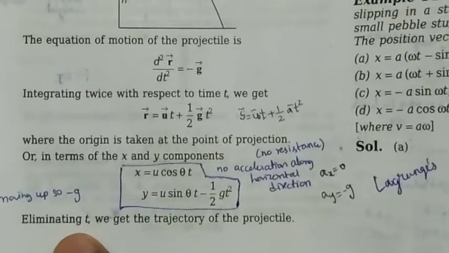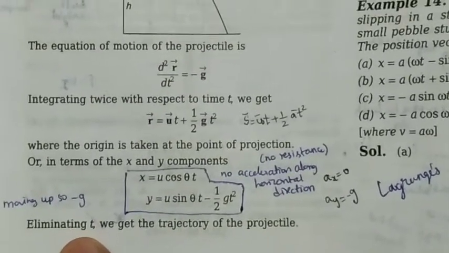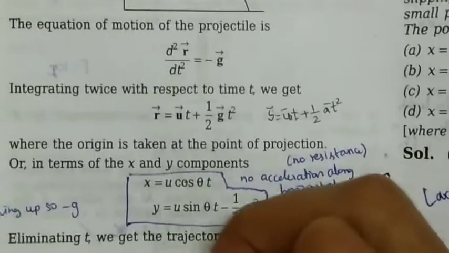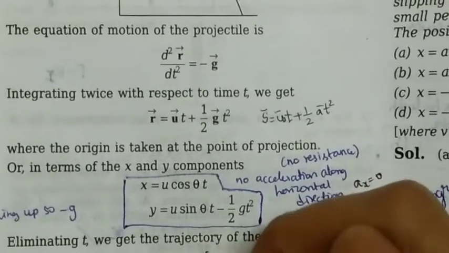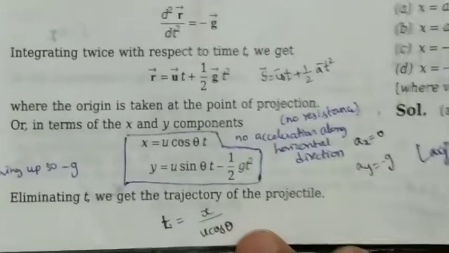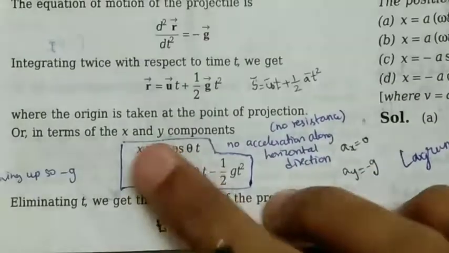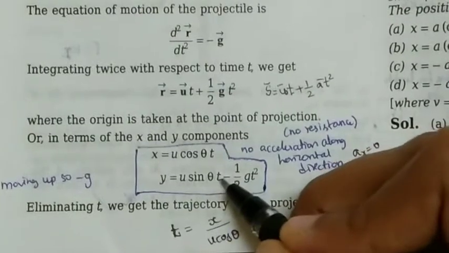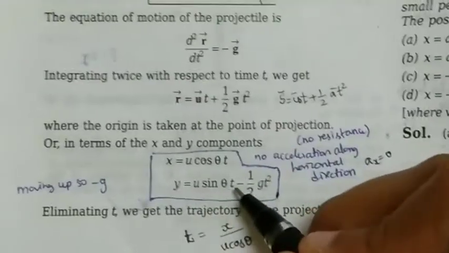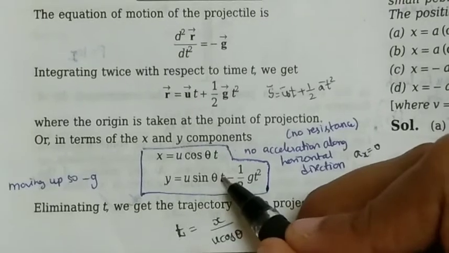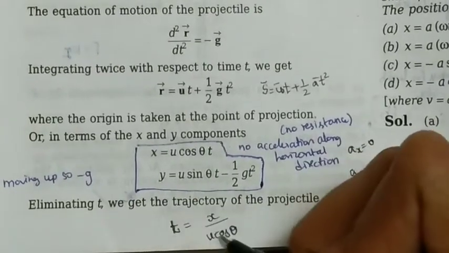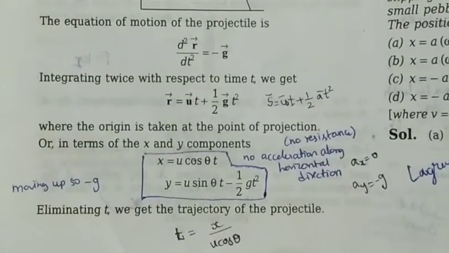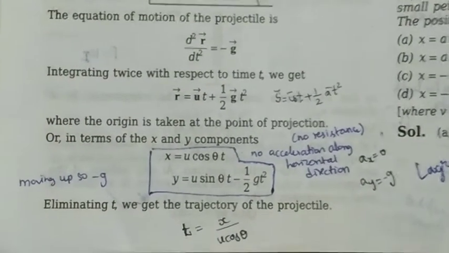Now, eliminating t to get the trajectory of the projectile. From the first equation, x is equal to u cos theta t, so t is nothing but x by u cos theta. Now we need to substitute this value of t in the other equation. If we substitute, u sin theta into x by u cos theta, u gets cancelled, and sin theta by cos theta gives tan theta. So we have x tan theta.